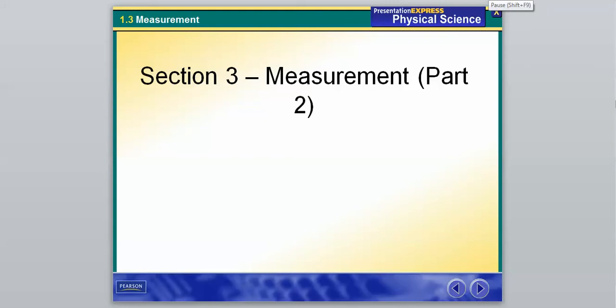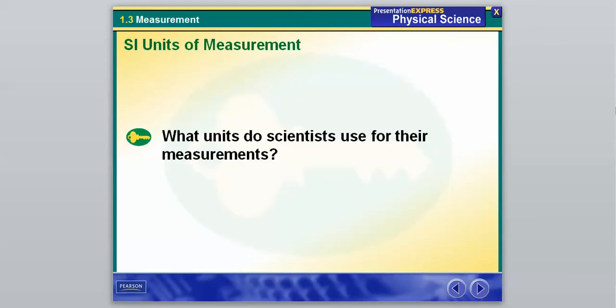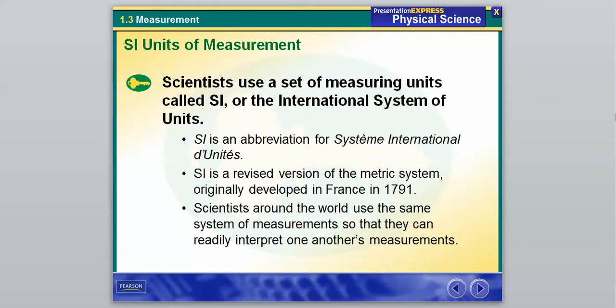Again, section 3 focuses around measurement, and we talked about scientific notation as one way of working with different measurements that we might obtain that are either too small or too large to write out. So that was our first part of measurement. Now we're going to look at what units scientists actually use for their measurements. I know in our everyday life we use inches and feet and yards, but that is going to be different than the units that scientists use. So scientists use a set of measuring units called the SI, or the International System of Units.